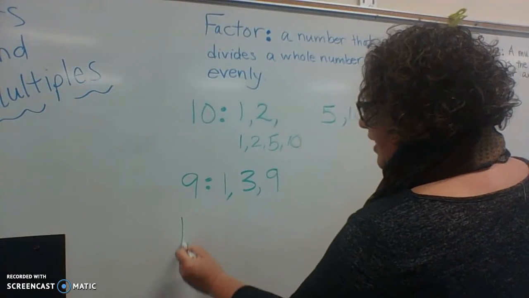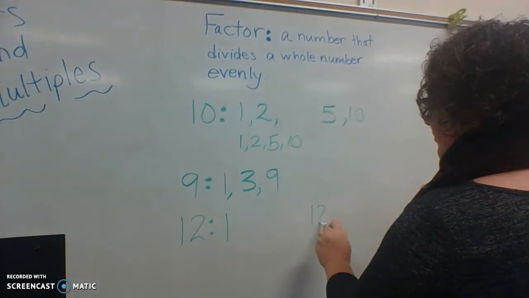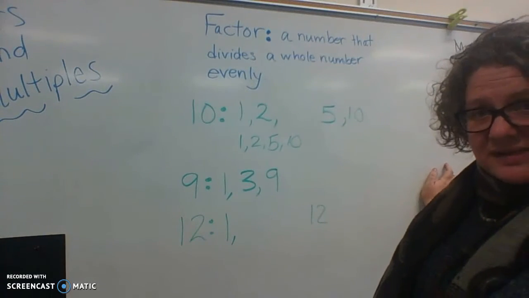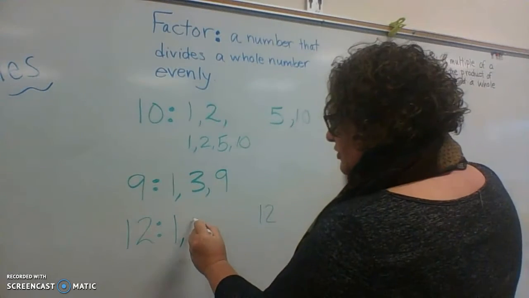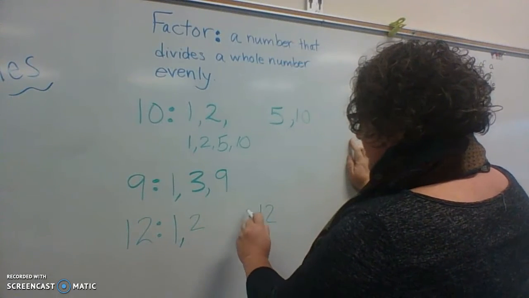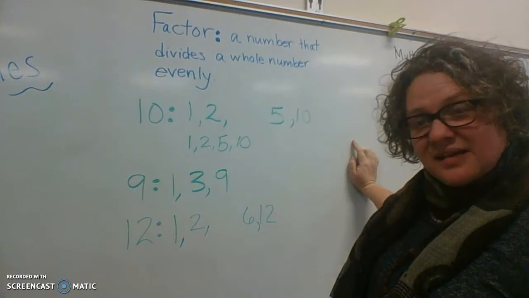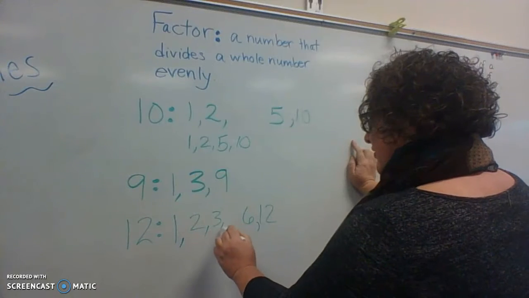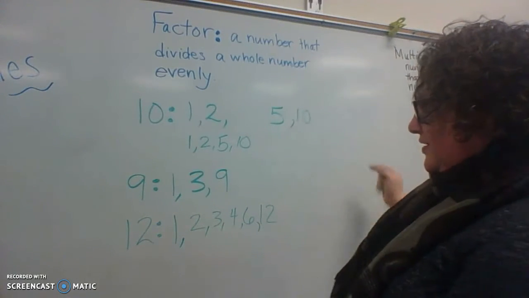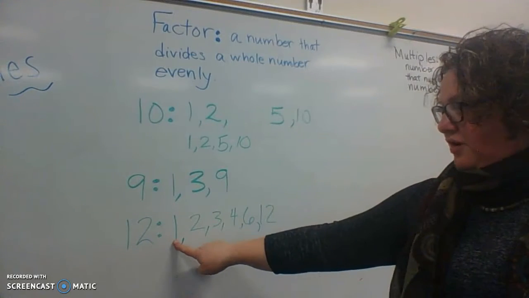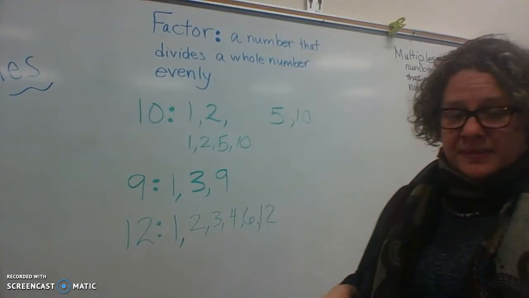Let's do another one that has a couple more factors. Let's try the number 12. So we start with our 1 and our 12. Does 2 go into 12? Or what times 2 equals 12? Ooh, 2 times 6 equals 12. So I'm going to put a 2 there and a 6 there. Does 3 go into 12? Yes, it does. 3 times 4 is 12. And we got 3 and 4 right together, so those all came together. So the factors of 12 are 1, 2, 3, 4, 6, and 12.